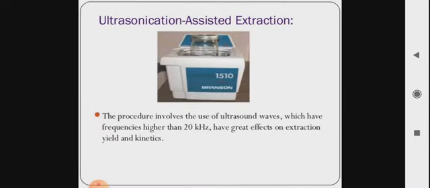Next method of extraction is ultrasonication assisted extraction. It is also known as the ultrasound extraction method. The procedure involves the use of ultrasound waves which have frequencies higher than 20 kHz and have great effects on extraction yield and kinetics. So this is the diagram or picture of the ultrasound extractor.